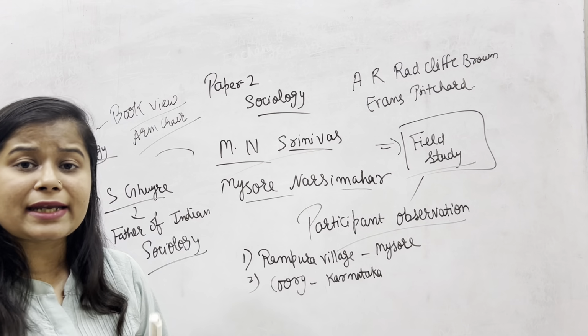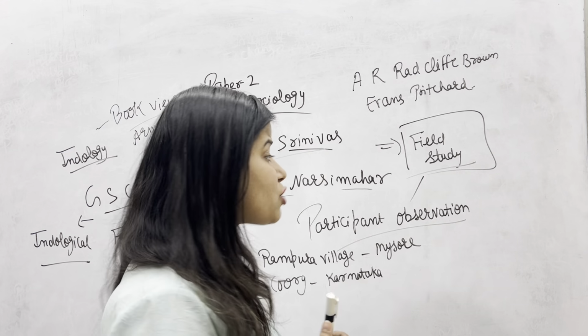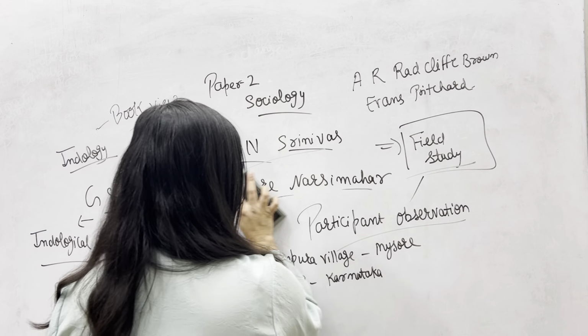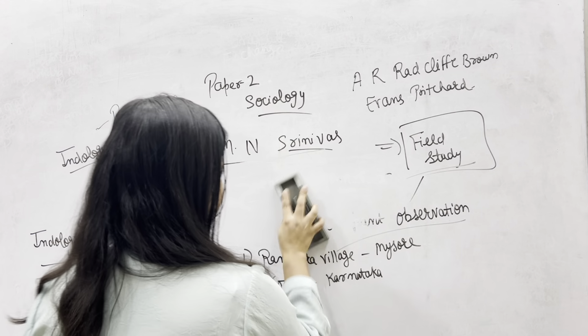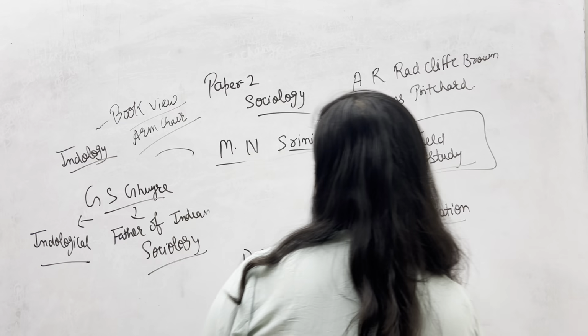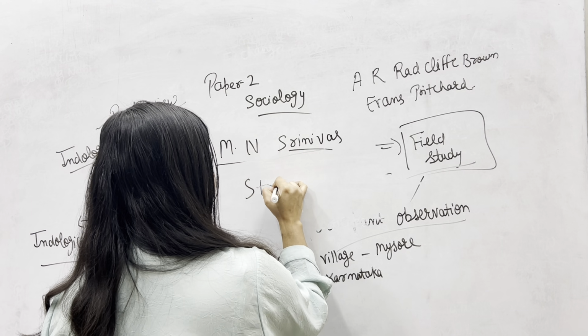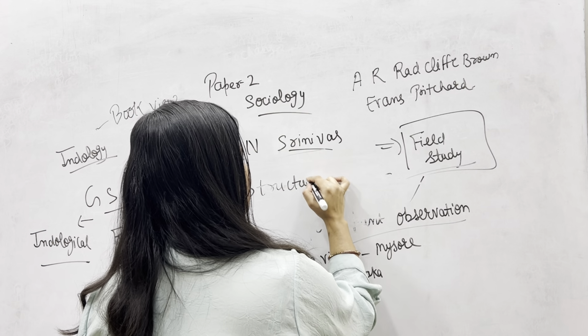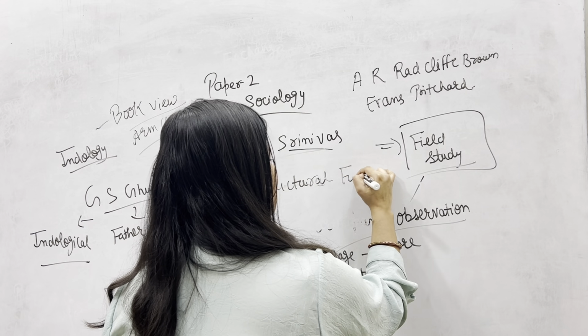And we can say that M.N Srinivas was a structural functionalist. What is the word that we are using? That he was a structural functionalist. There is a word and we will focus on this word. What does this word talk about? Structural functionalist. Okay.